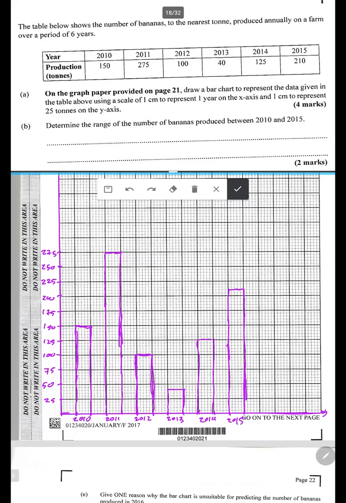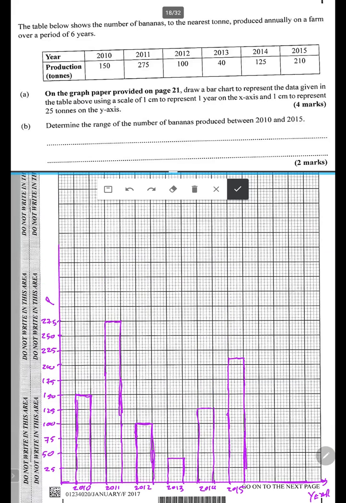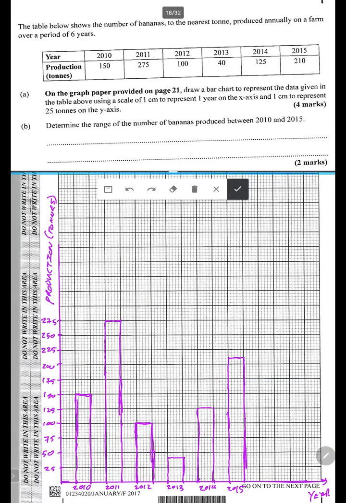Write it up. Down here is the years. Up here is the production. Production in tons. All right. So basically that's that.